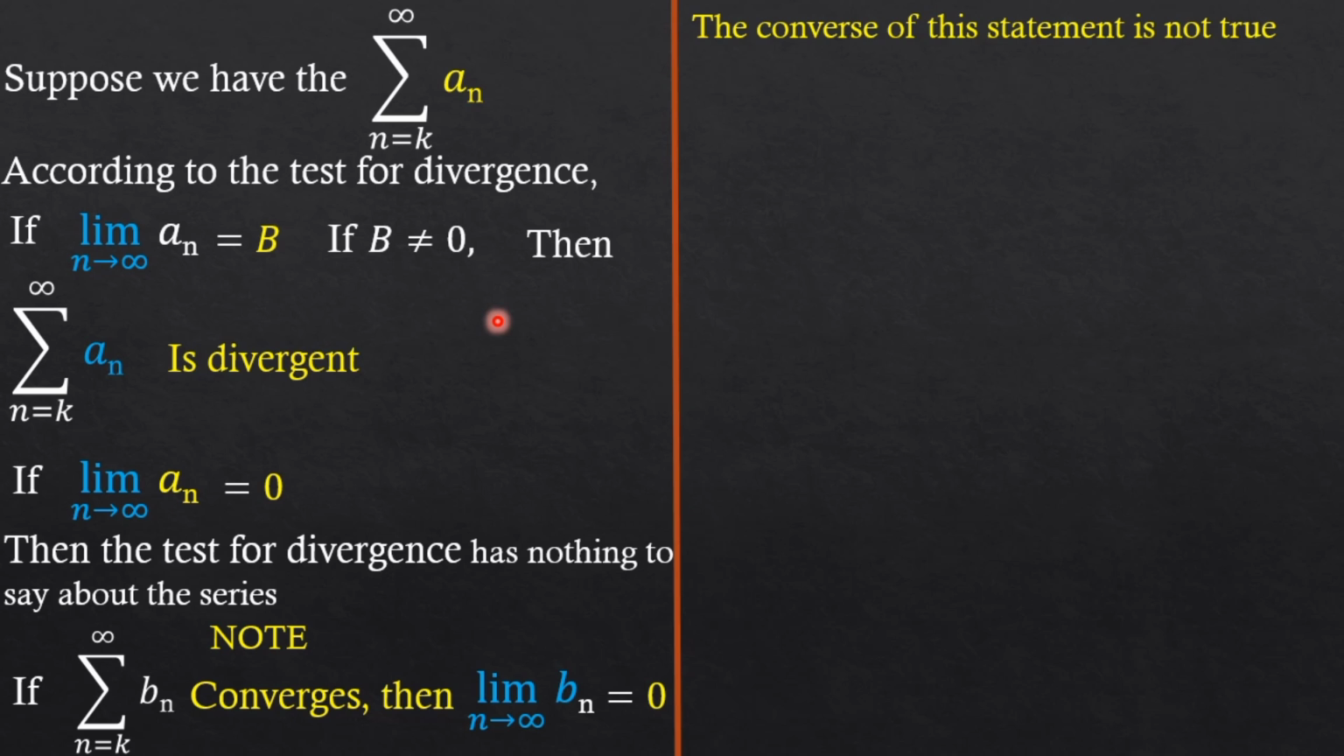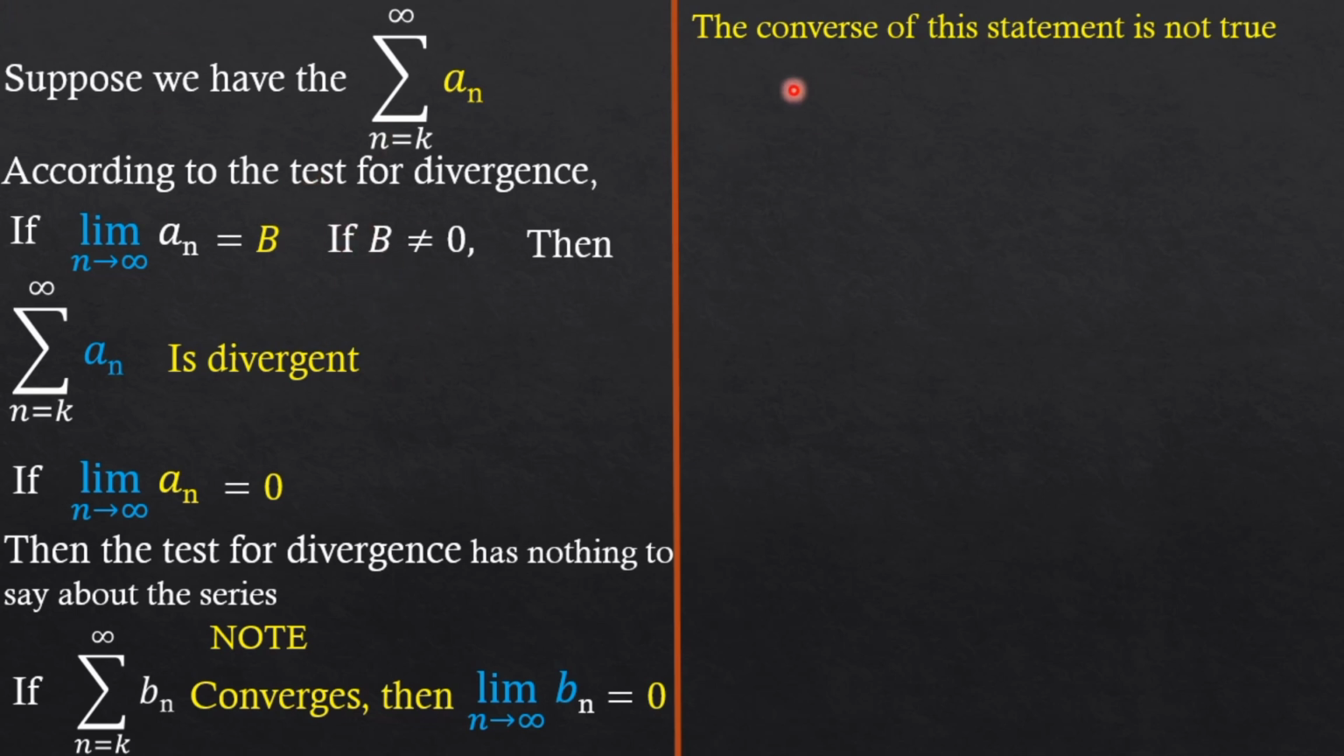But if a series diverges, then guys, the limit as n goes to infinity of that sequence of the series must not be 0. It must be something different from 0. Great. All right. This is just what the test for divergence is saying, guys. It simply takes care of just series that are divergent only.